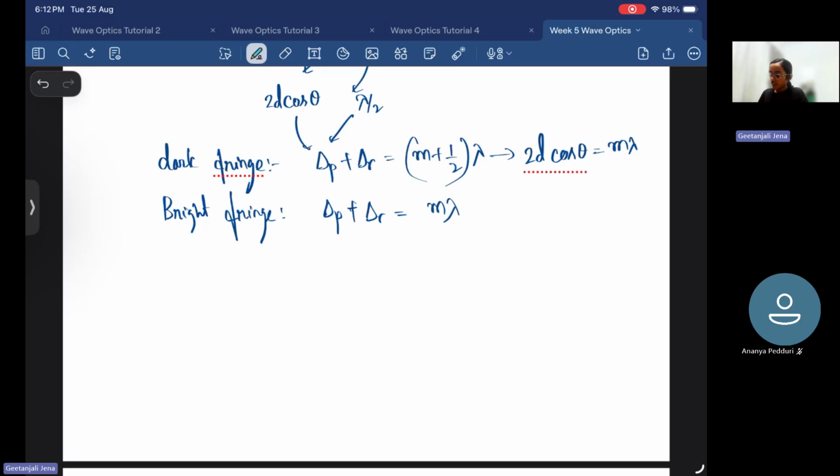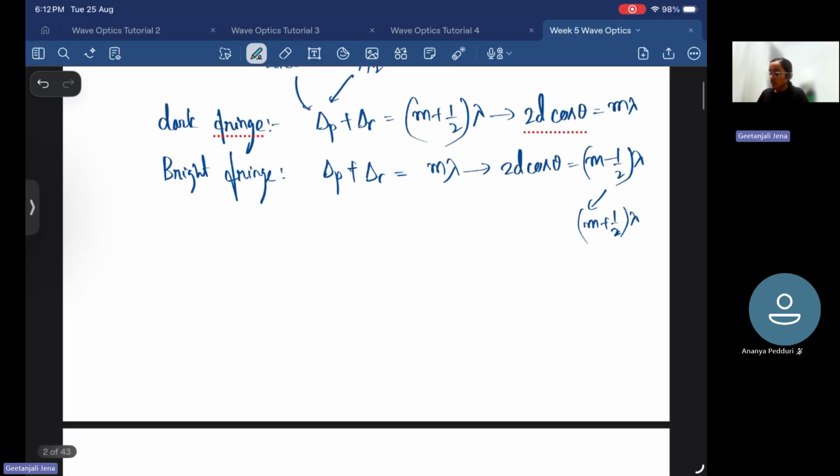Similarly, for a bright fringe, we will get 2D cos theta equal to m minus half lambda, or you can take m plus half lambda also. These are only conventions used in different textbooks. So for a dark fringe we need to satisfy this condition, and for the bright fringe they need to satisfy this condition.